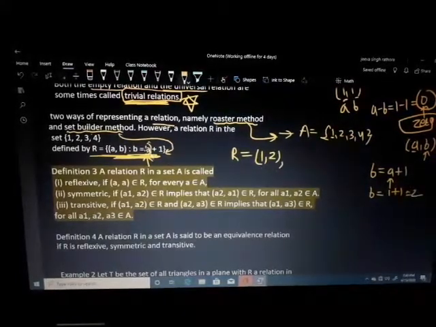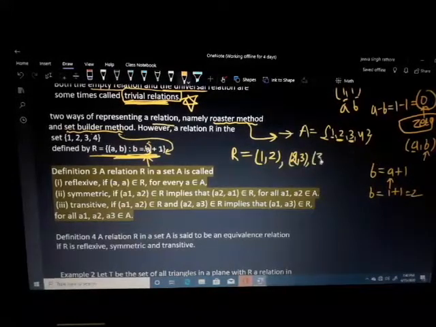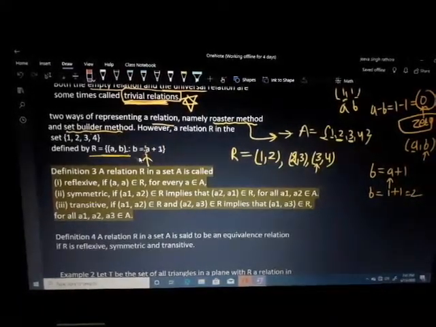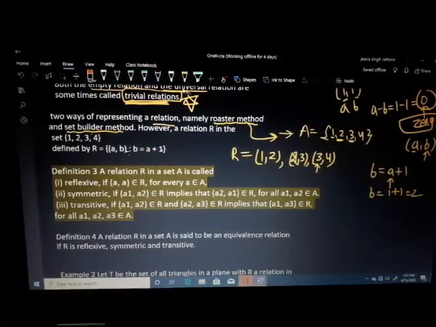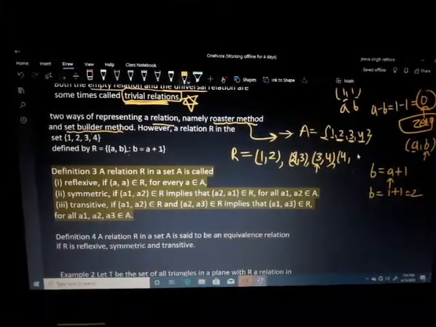Again, if you put A equal to 2, then 2 plus 1 gives (2, 3). If we put A equal to 3, then B equals 3 plus 1, that is 4. Similarly, you can find the other values: putting 4, we get 4 plus 1, that is 5. So you can easily find the relation.